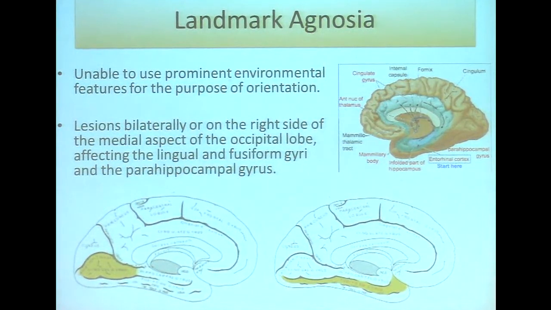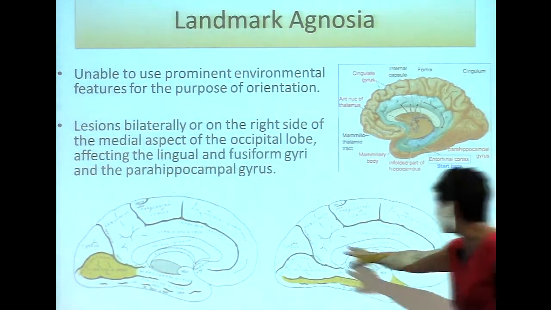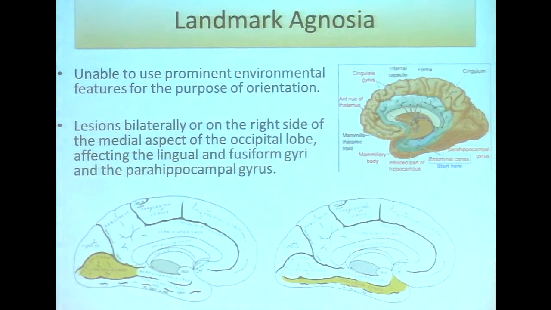Now these brains down here are switched in the opposite direction to where I normally have them. I normally try to have my brains all face in the same direction, just so that you're familiar with it. But here, this is the front of the brain. Okay, that's the back. So that's the occipital lobe, and that's the frontal lobe. So the lesions are bilaterally, meaning both sides, or on the right side of the medial, middle aspect of the occipital lobe, affecting the lingual and fusiform gyrus and the parahippocampal gyrus.